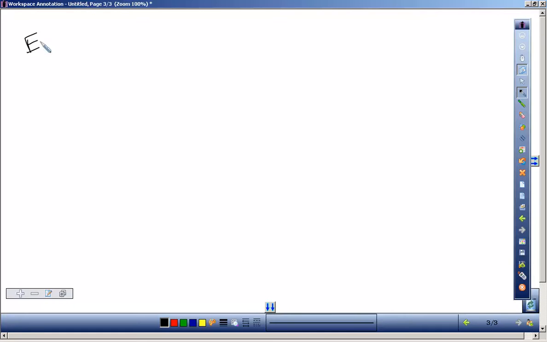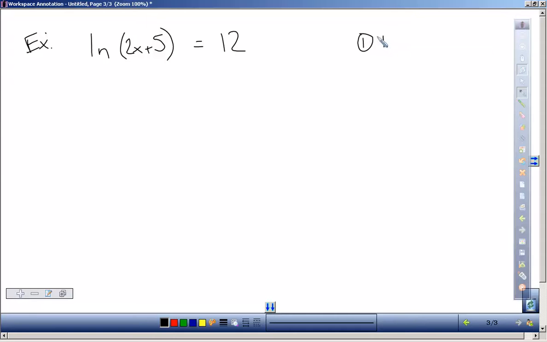Another example of these 3 steps with a log problem. Let's look at a log problem. If I have natural log of 2x plus 5 is equal to 12, all right, my first step, again, is going to be to isolate. And in this case, it actually is.